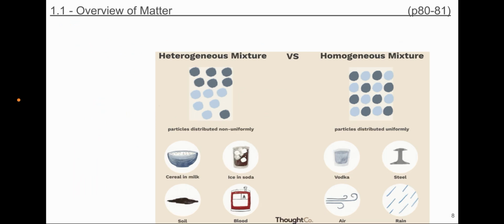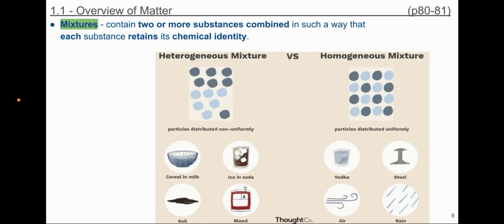So now we've talked about pure substances, elements, and compounds. We're going to talk about mixtures now. So mixtures contain two or more substances combined in such a way that each substance retains its chemical identity.